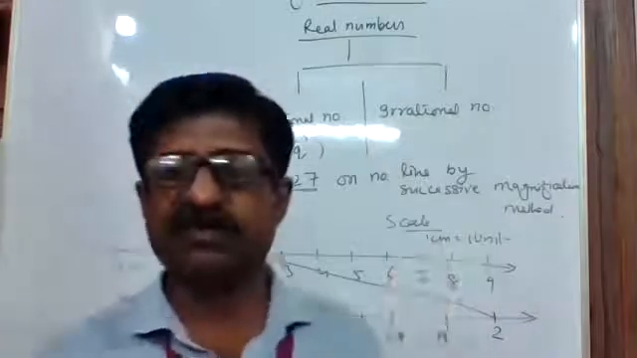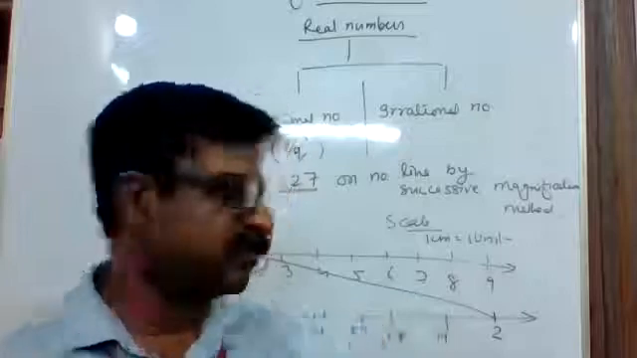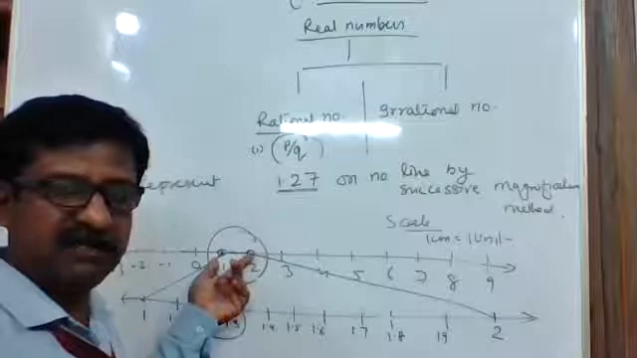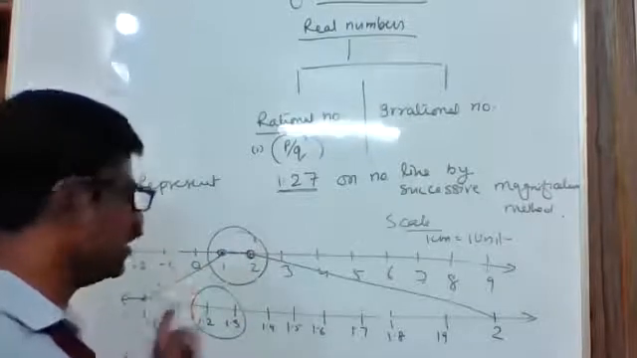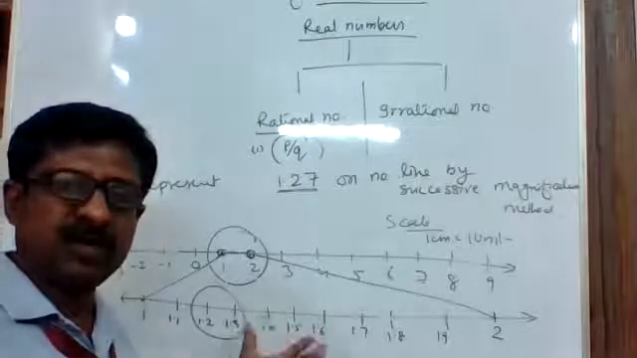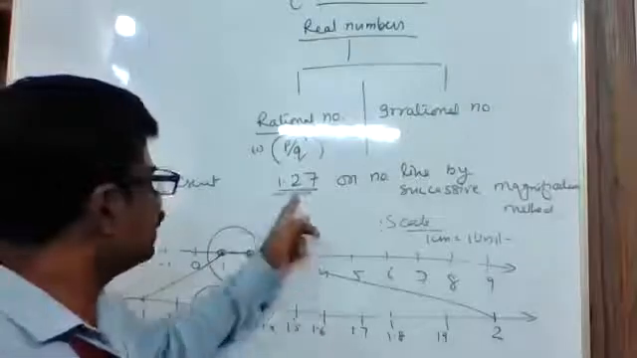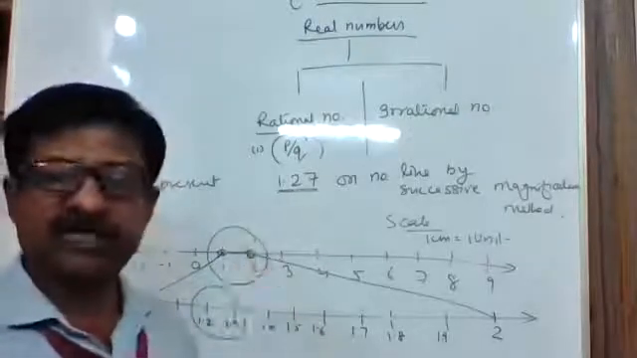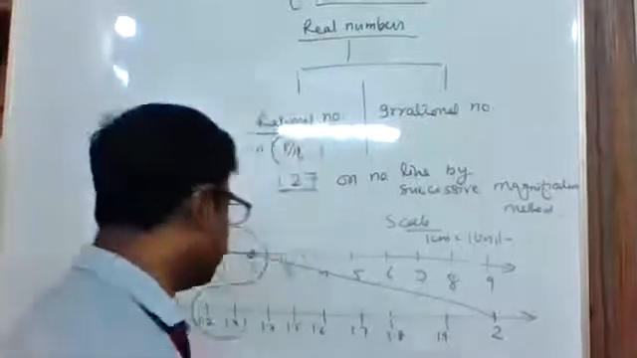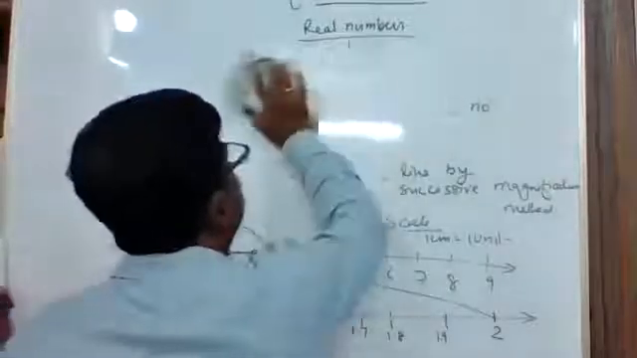Since 1.27 is coming between 1 and 2, we have chosen 1 and 2. I have magnified it. This 1 I have taken over here, 2 is taken, and between 1 and 2 I have drawn 9 more lines. Our aim is to reach 1.27, and 1.27 is between 1.2 and 1.3. Therefore, we have magnified this 1.2 and 1.3.